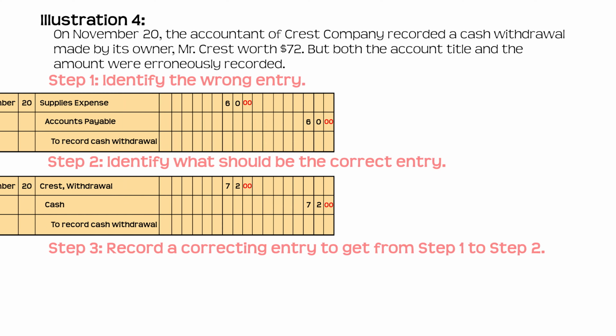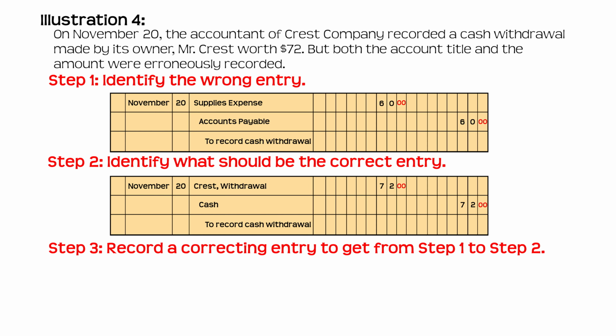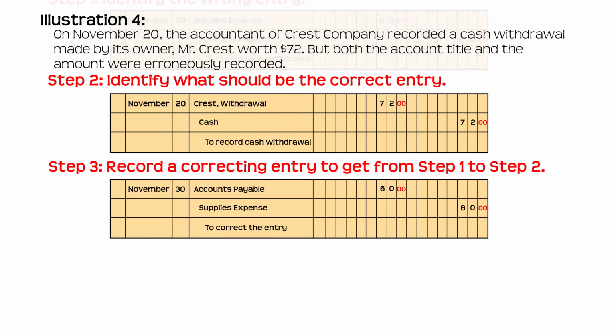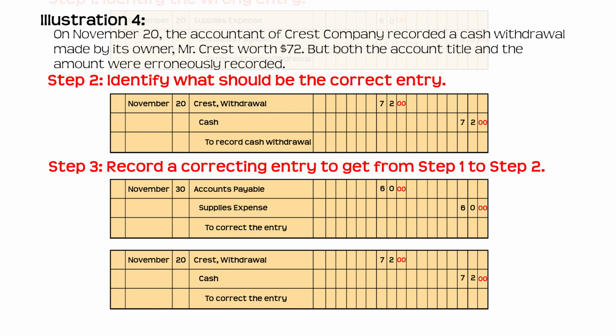To correct this type of error, first, you must reverse the wrong entry made to remove the impact of the wrong entry on the books. Simply reverse the entry with a debit to accounts payable and a credit to supplies expense for $60. Now that the impact of the wrong entry was nullified, just record the correct entry. Debit Crest withdrawal and credit cash for $72.